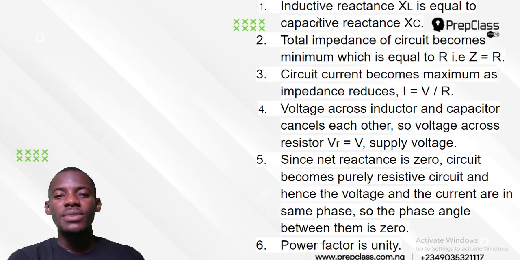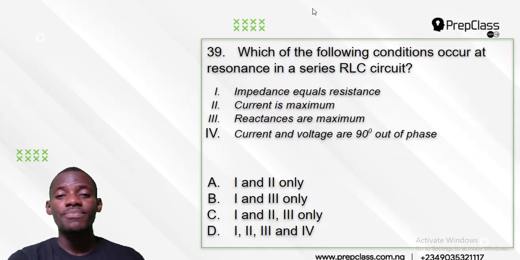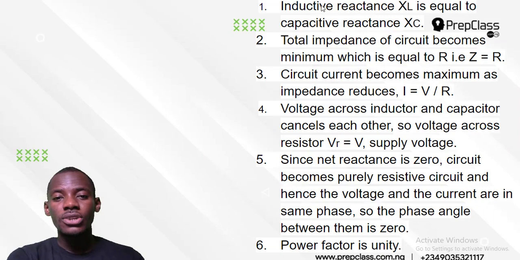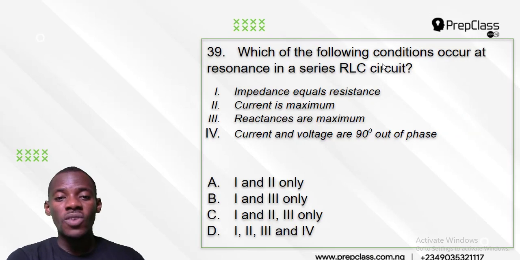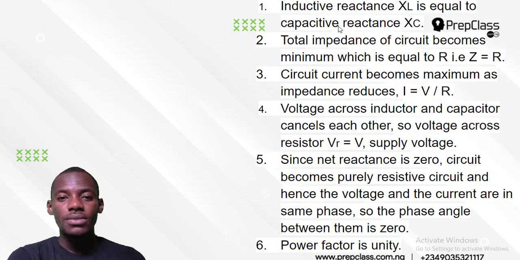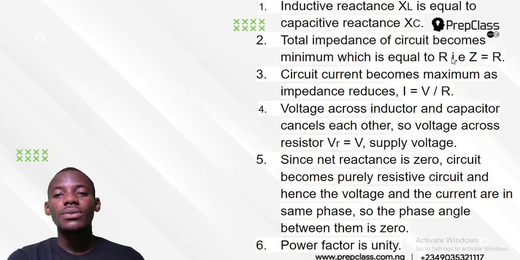During resonance on RLC circuits, this occurs. Inductive reactance is equal to the capacitive reactance, and that is the first thing that occurs. And I think that's one of our answers. Impedance equals resistance, like you have it here. Let's see. Total impedance of the circuit becomes minimum, which is equal to R, that's resistance. That is Z equals R.